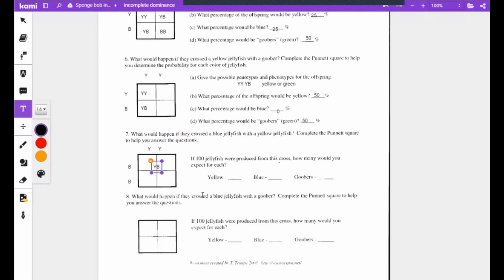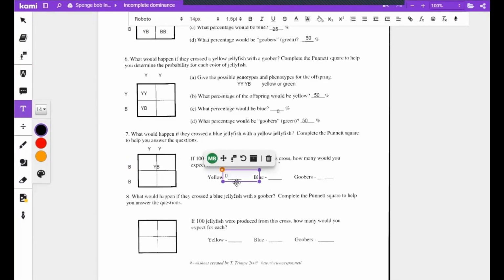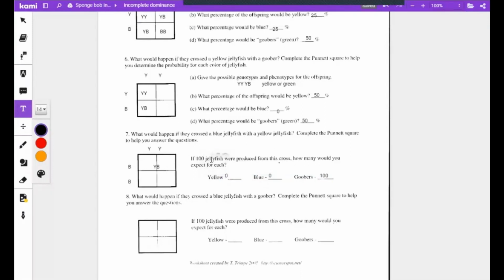Why do I need to fill out all the boxes then? So how many are going to be yellow? 0. How many are going to be blue? 0. How many will be goobers? 100%. If 100 jellyfish are produced, how many would you expect for each? Well, same answer. 100 of them would be expected.